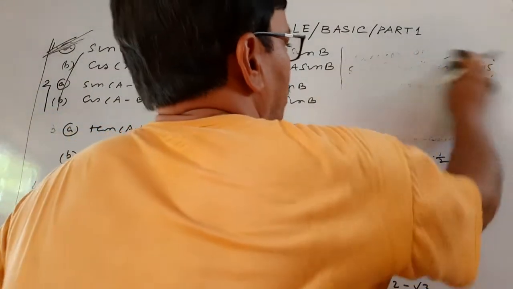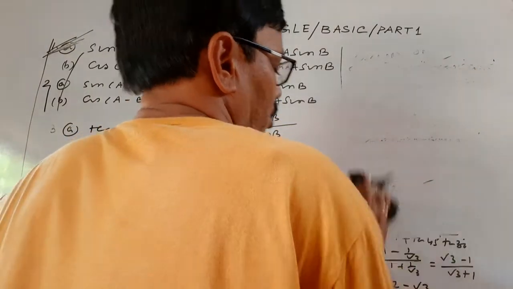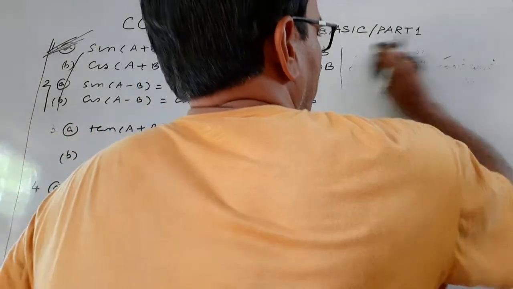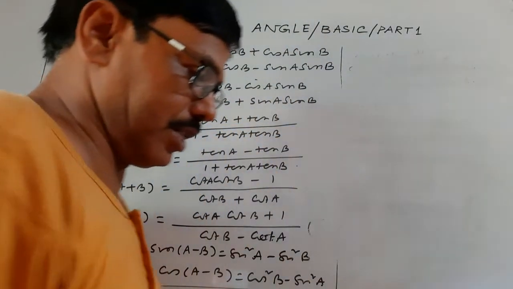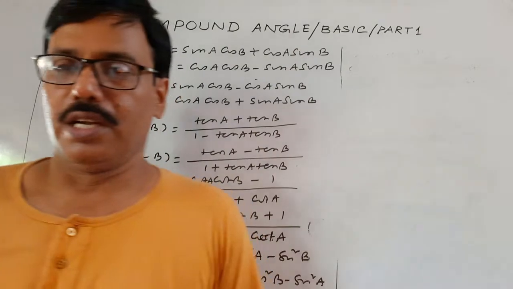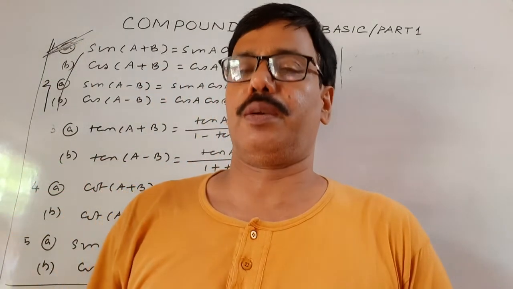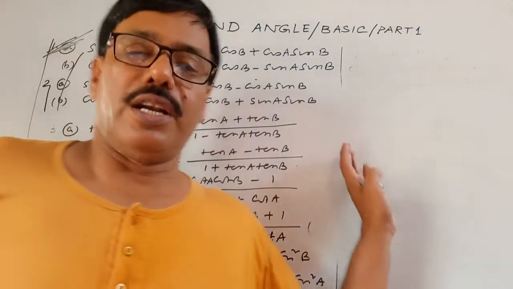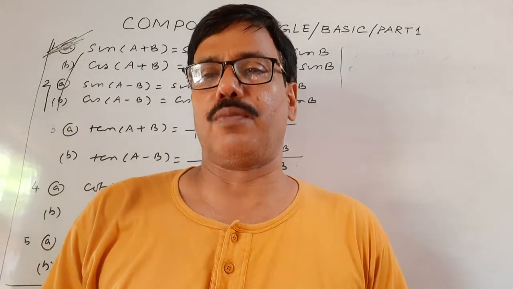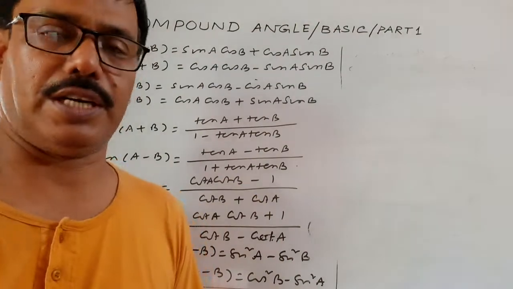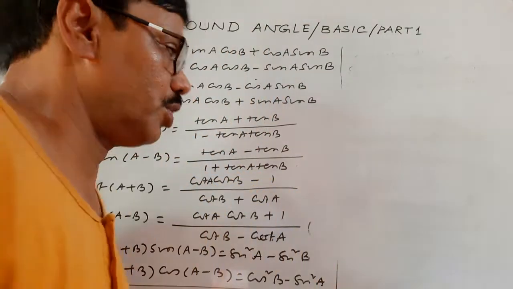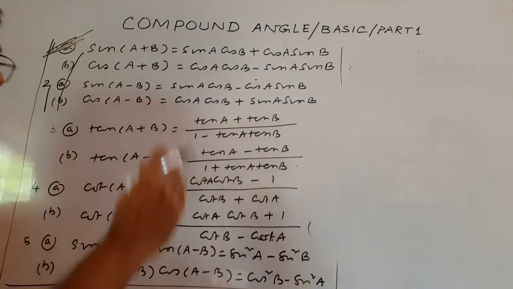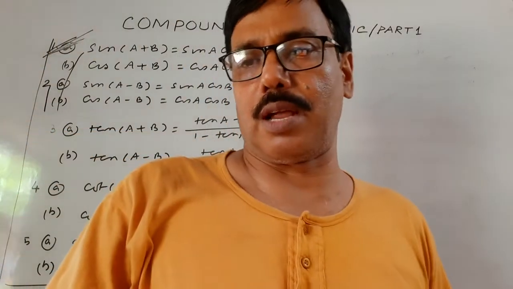So multiples of 15 are 30, 45, 60, but 75? 75 is 45 plus 30. Then you can also take 105, which is 90 plus 15. So 105 can be expressed in terms of 15 degrees. So this is the application.